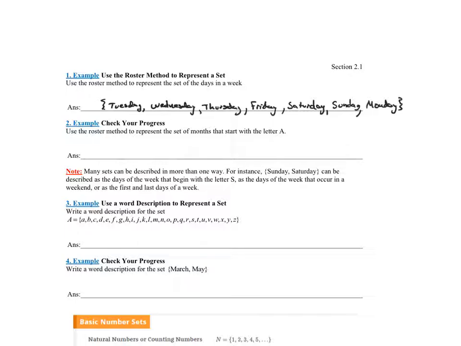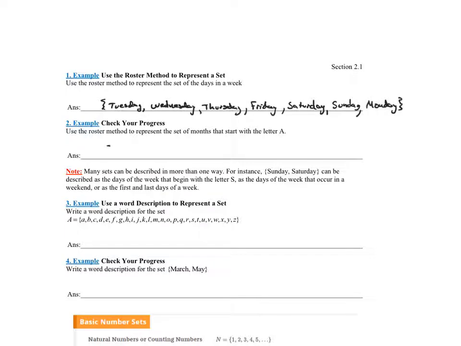Don't use abbreviations. So don't just write like WED period, right? Write the full word. Take the time and do it properly. Order doesn't matter when it's something ambiguous like days of the week. Only order matters when it's letters and numbers. Okay? So it says use the roster method to represent the set of months that start with the letter A.